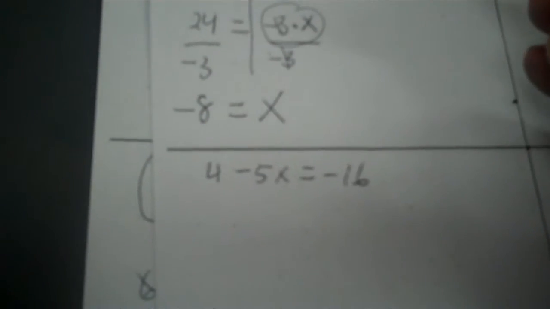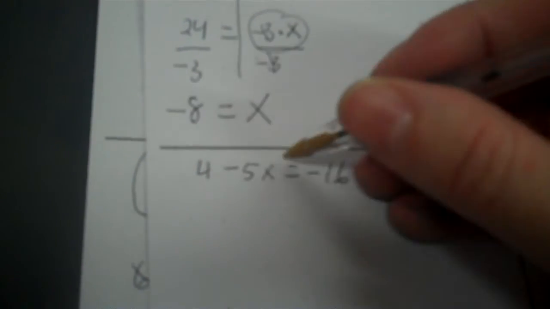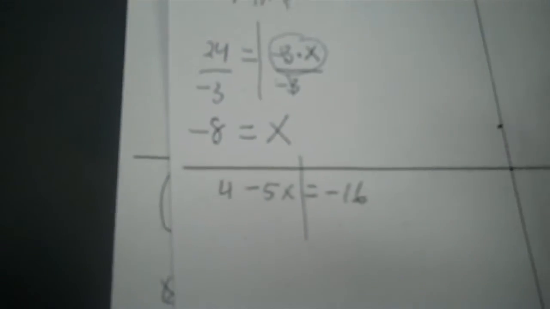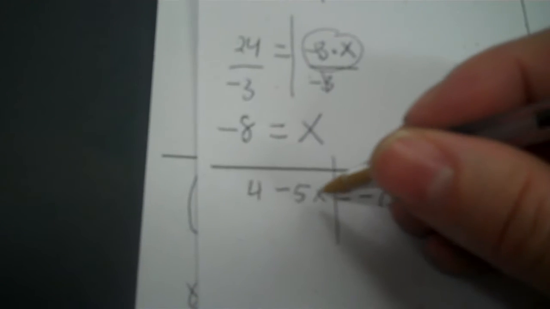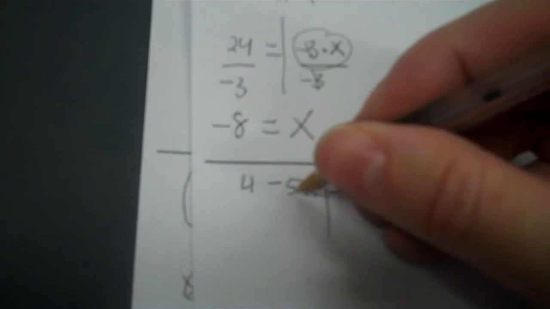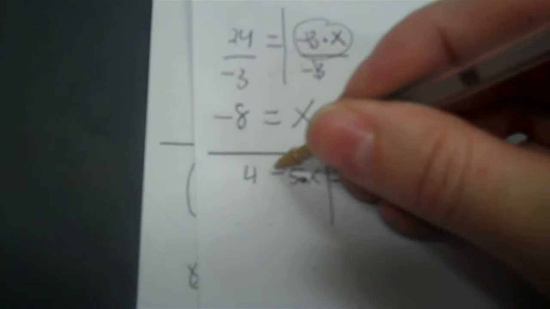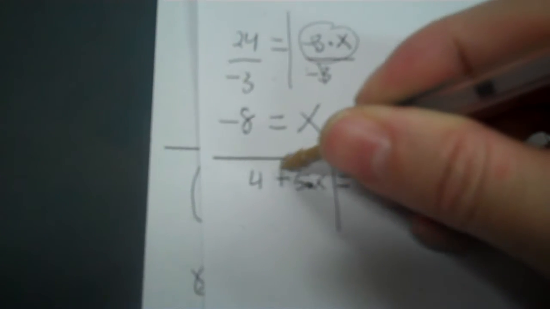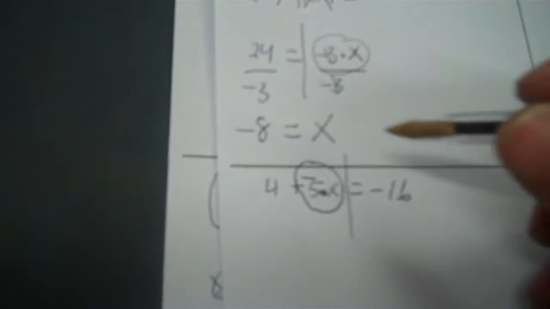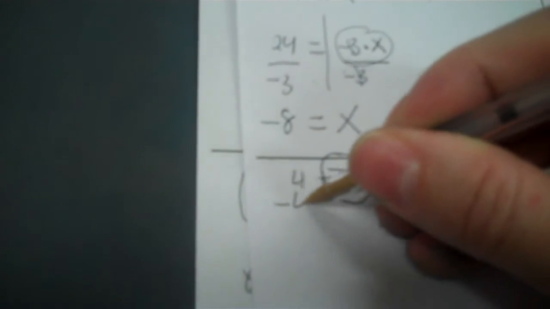4 minus 5x equals -16. Okay, so 5 and x have no sign between them, so that's times. But again, when the times number has a minus, you make it plus, negative, and circle the -5 times x. There's a plus outside. So between the 4 and the circle is a plus. The opposite of plus is to minus.